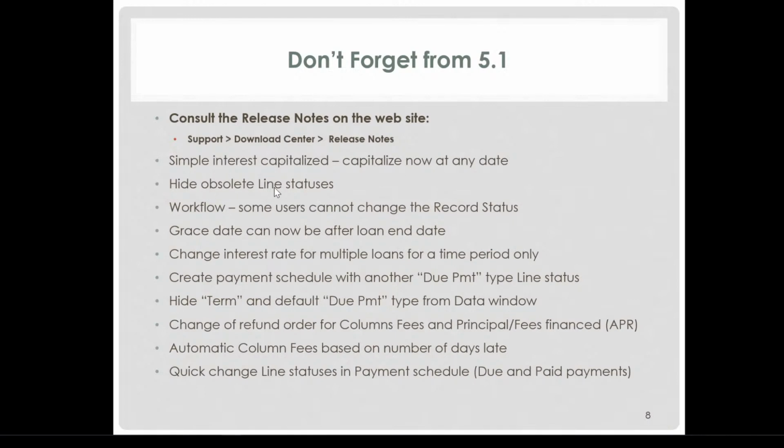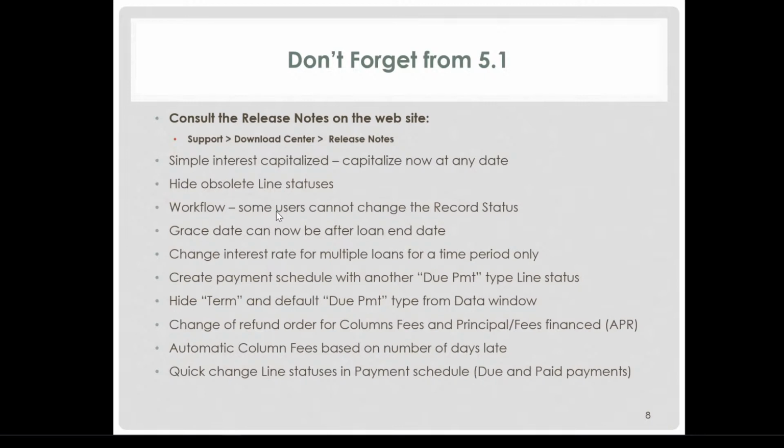You can hide obsolete line statuses. So you're a long-time user of the software and you say, well, I don't use this line status anymore. I don't want my users to use it anymore. It will not be visible in new loans. It'll be only visible in loans which actually used this line status. Very, very useful. Again, one of our goals in version 5.2, in 5.1 also, was to get rid of these irritants.